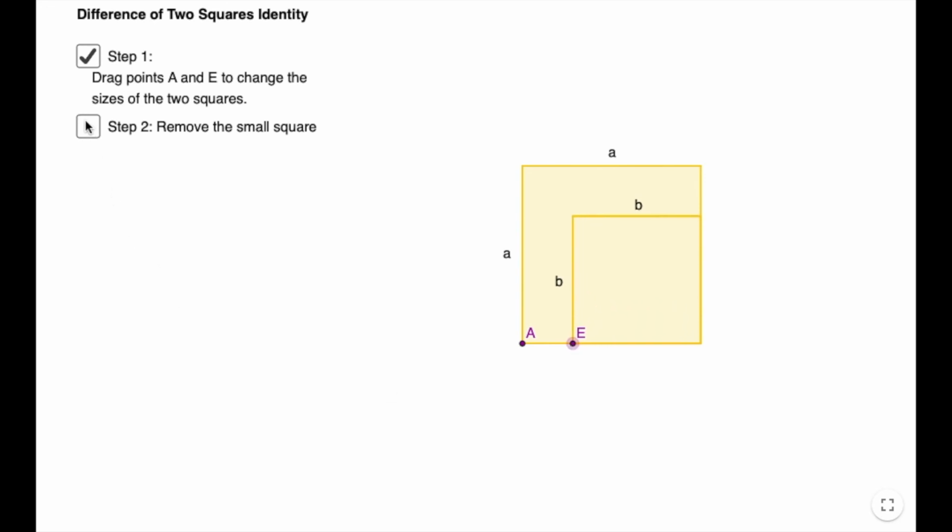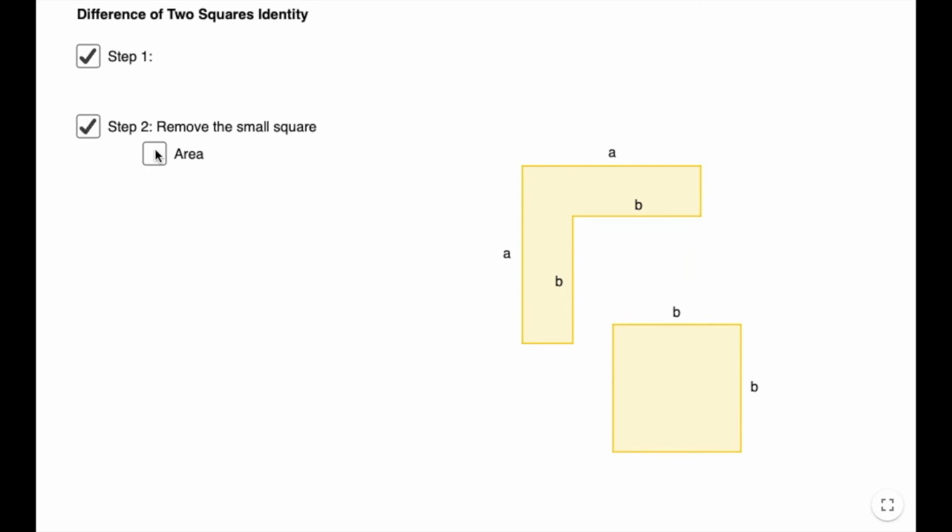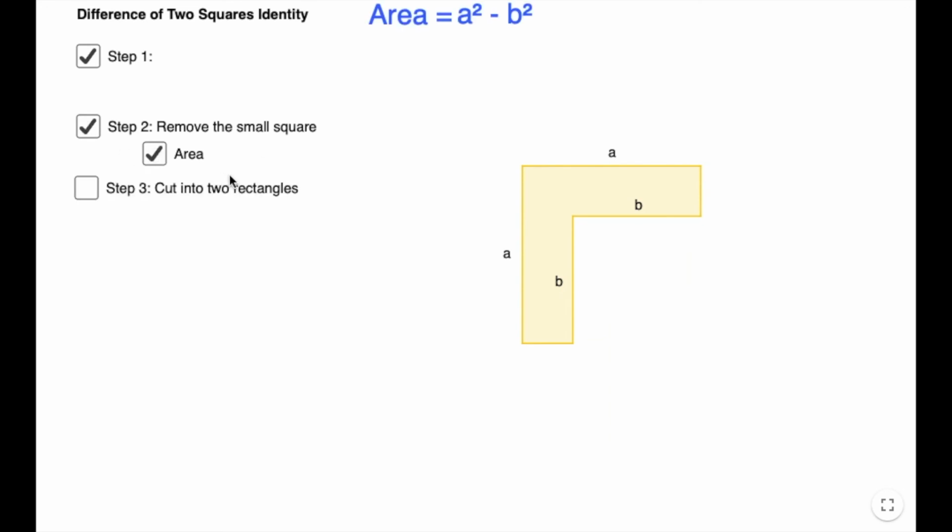Now if we remove the small square, then what's the area? This is the area that represents a squared minus b squared. And we can cut that into two rectangles. So the top rectangle, this height here is the original big square length, which is all that length, take away the smaller square's length, which is b. So that's a minus b. The length of it is a. And this one has a minus b here and a length or height of b.